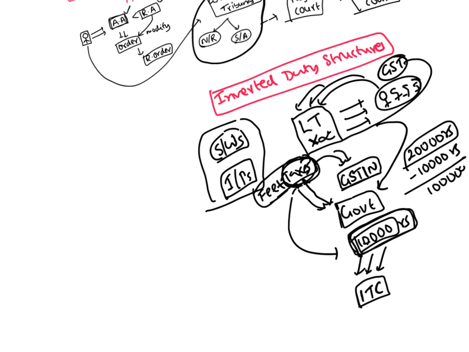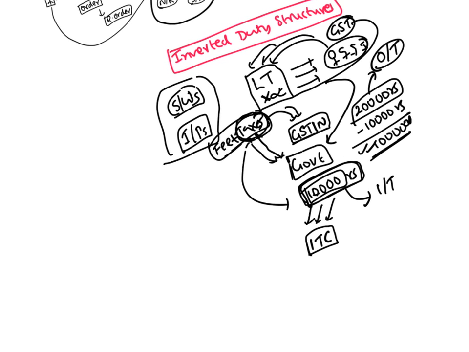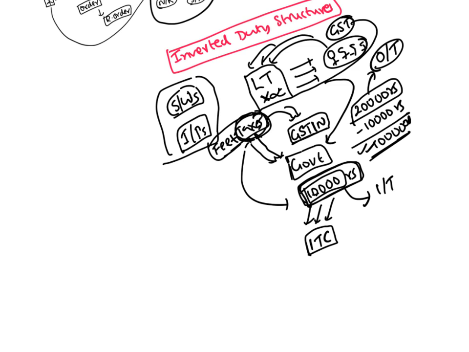The problem is resolved. So this 20,000 is output tax, and this 10,000 is input tax. Is there any problem in this? No problem. When I make payment to government, I will deduct the 10,000. I pay only 10,000. Instead of paying 20,000, I am deducting 10 and paying only 10,000.